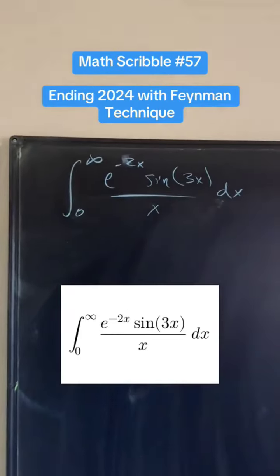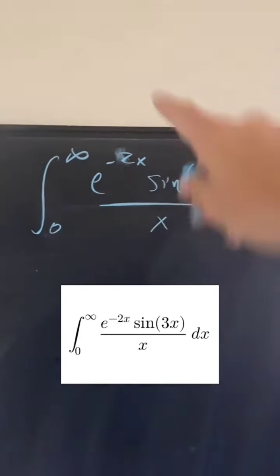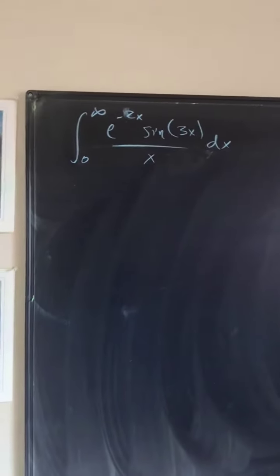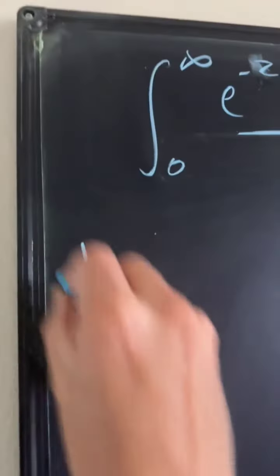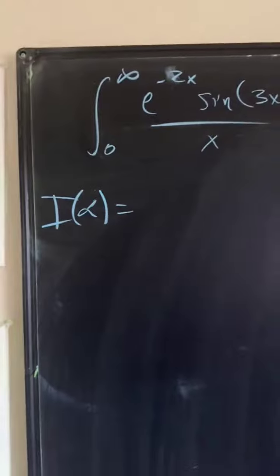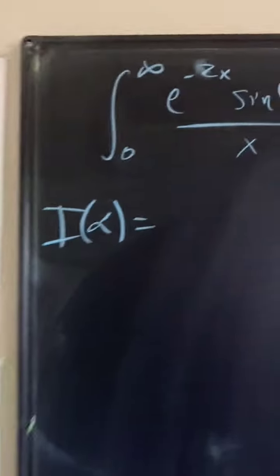Okay, so here we have the integral from 0 to infinity of e to the negative 2x sine of 3x all over x with respect to x. So we're gonna go ahead and solve this using the Feynman technique. Remember, the Feynman technique makes us create a function in respect to alpha. I like alpha. Some people use t, some people use other variables, but I personally prefer alpha.